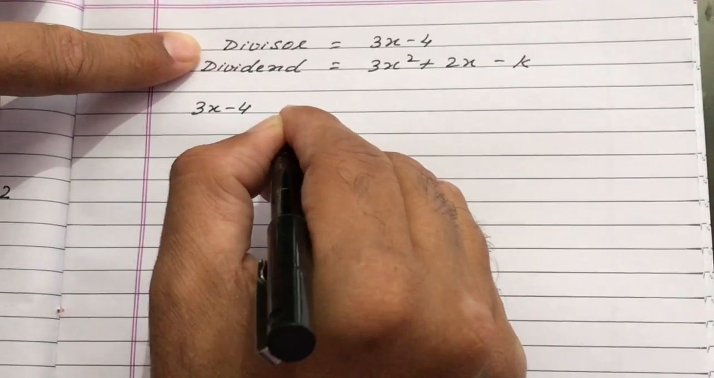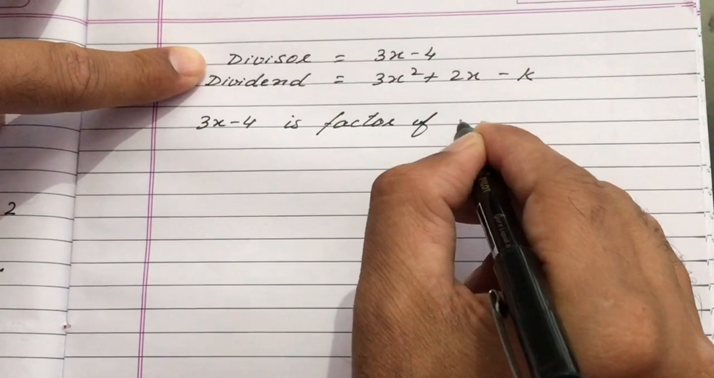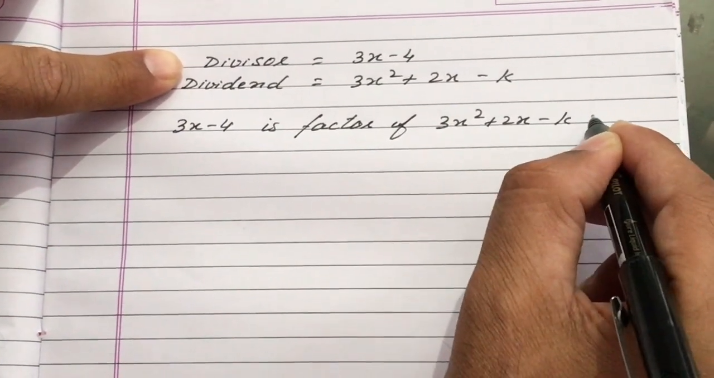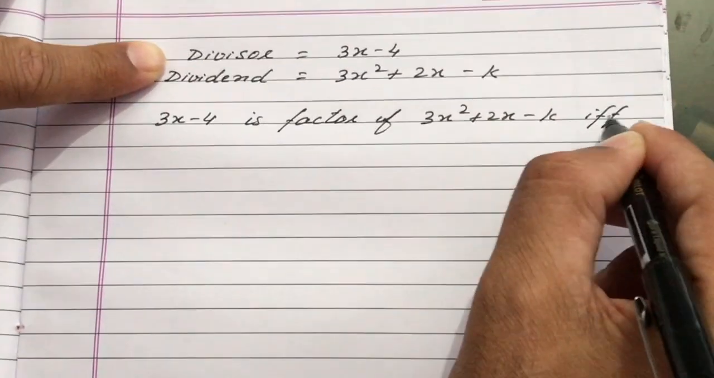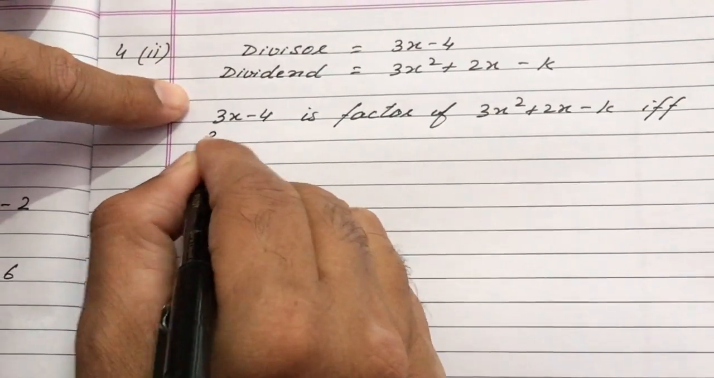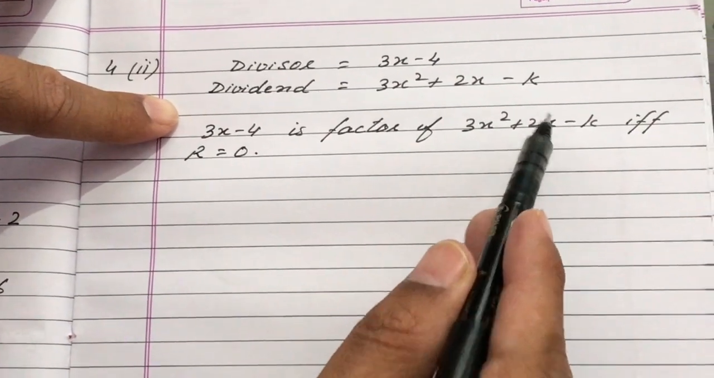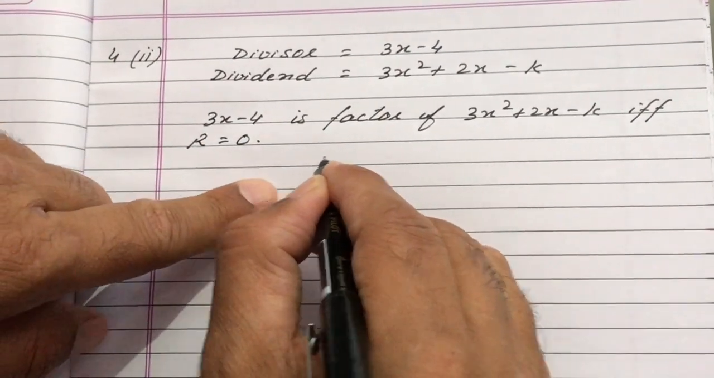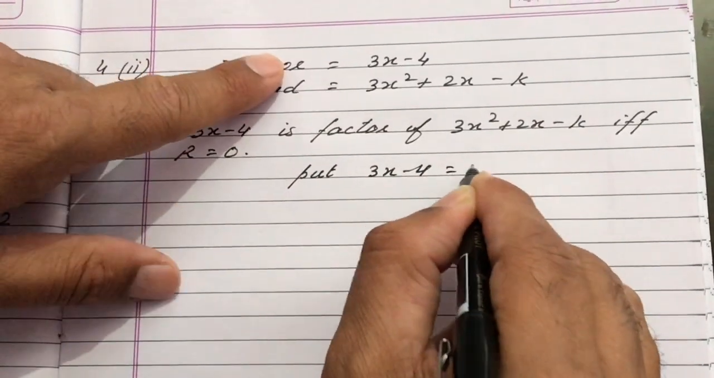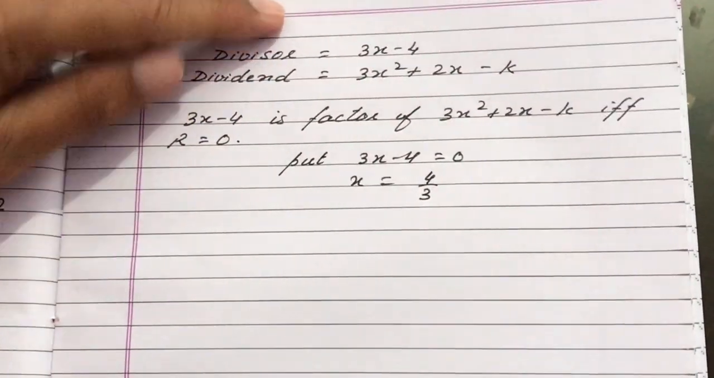Now 3x minus 4 is a factor of 3x square plus 2x minus k if and only if, iff meaning if and only if, the remainder is 0. If the remainder is 0, then this will be a factor of this. So I put 3x minus 4 equal to 0. It means x is 4 by 3.